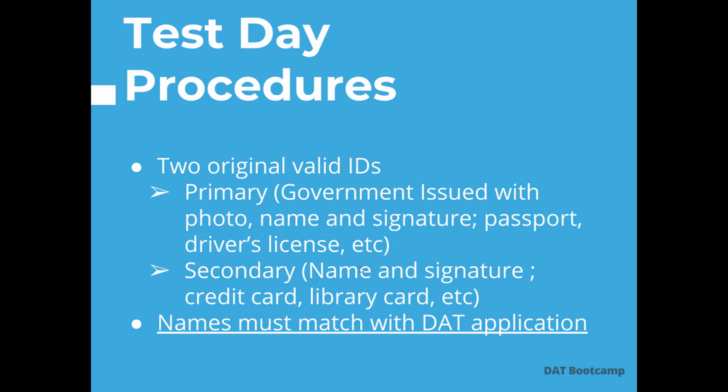A secondary ID only has your name and signature. So that could be your credit card or a library card, something like that. And remember, names must match with the DAT application on all your IDs. Otherwise, they will not be valid and you will not be able to take the test. So don't make that mistake.